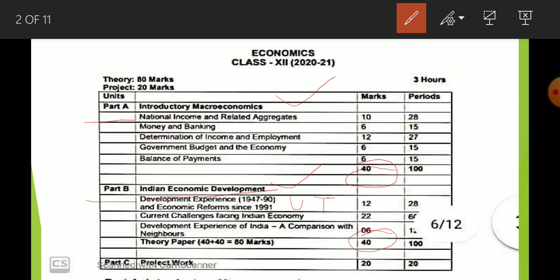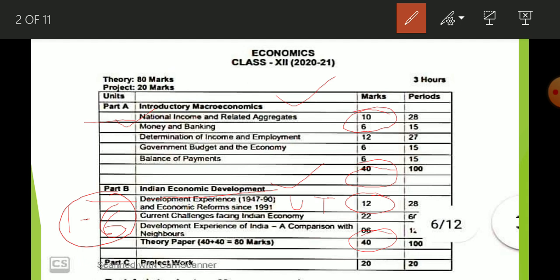From this first unit, 12 marks will be asked, and this first unit is related to chapters 1 to 6. Student, chapters 1 to 6. So I think you can now understand we had completed the first unit of macroeconomics, national income and related aggregates. From this chapter, 10 marks questions will be asked.